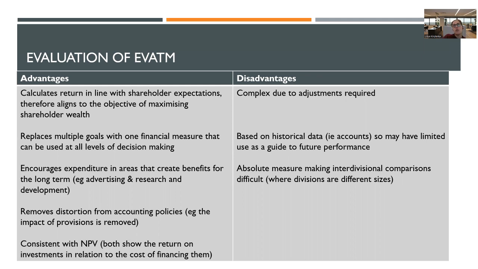However, there are many drawbacks. First of all, it is complicated to calculate and hard to understand, especially for non-financial managers. And it is based on historical data. So it is better than return on capital employed, but it has limited use if we want to project future performance. It's an absolute measure, so companies of different sizes are not comparable, and divisions of different sizes will not be comparable. So that is how we calculate our EVA, and I know that it is overwhelming, but it's not actually rocket science. You just need to practice a little bit, and then everything will be okay.